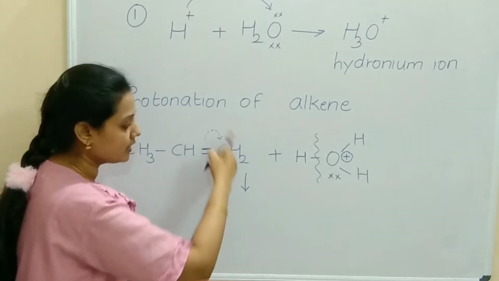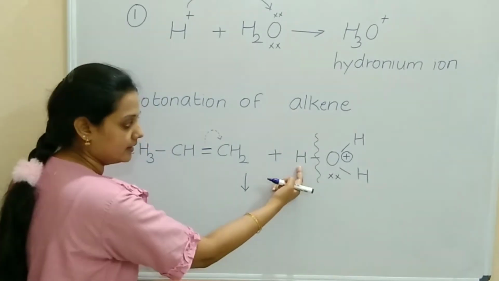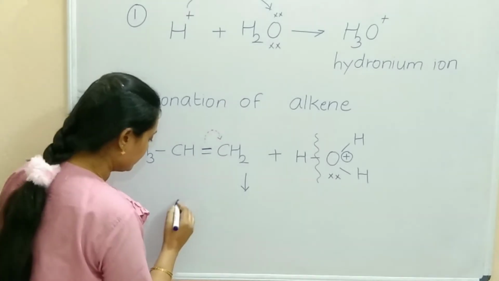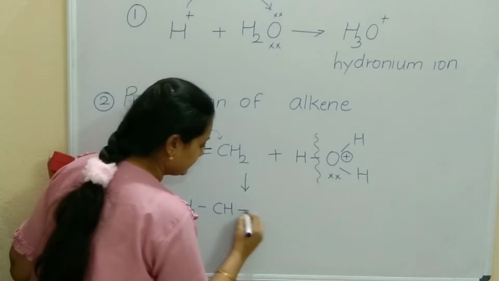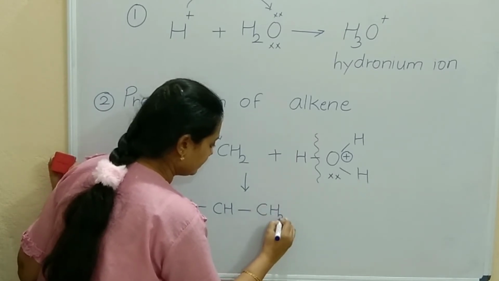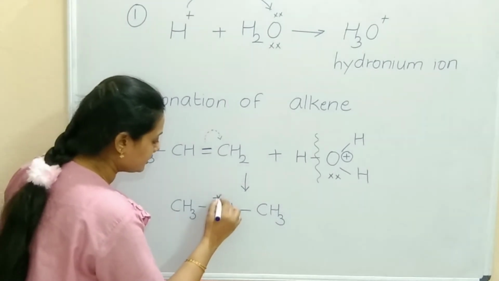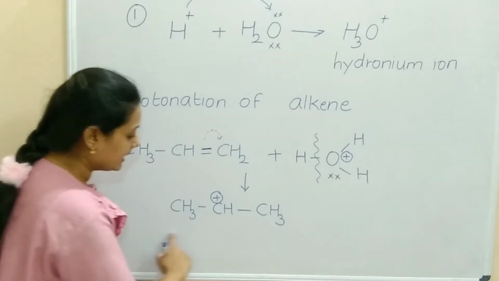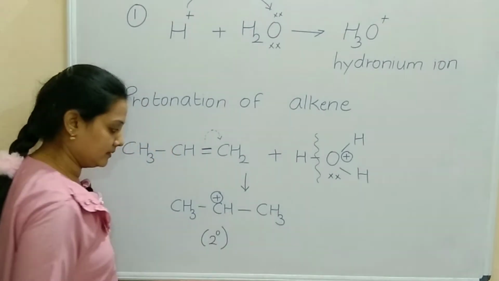if it is shifting to the right hand side, then the H proton will be added to this carbon. So we get the compound as CH3, CH, single bond, CH3. Right. So this carbon will be positive. Okay. So we get here a secondary carbon, secondary carbocation.